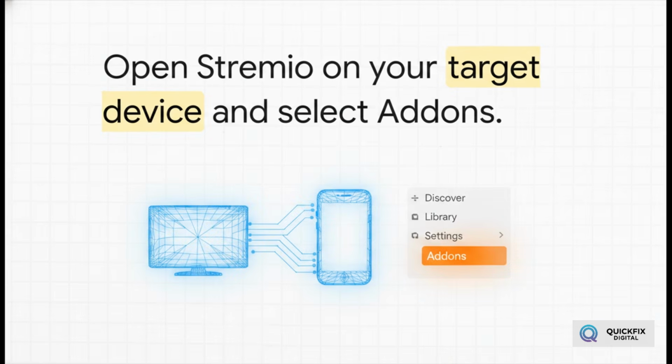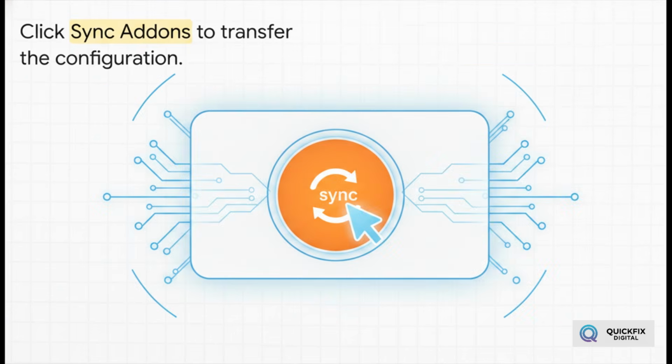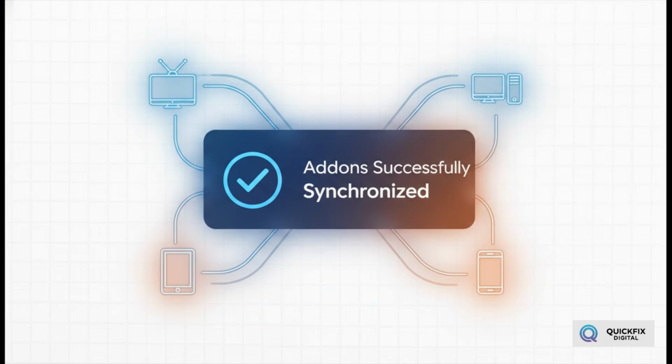Finally, phase 3. Open Stremio on your target device, like your TV, and select Add-ons. In that Add-ons menu, just go ahead and click the Sync Add-ons button. Once you see add-ons successfully synchronized, your setup is 100% finished and ready to go.